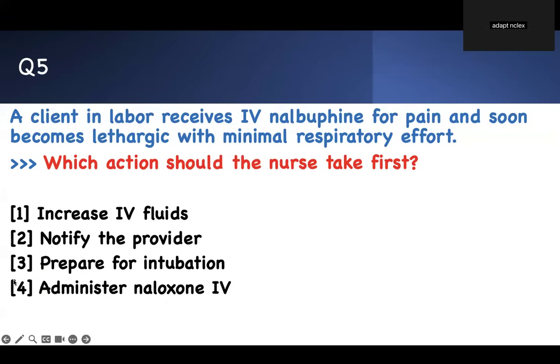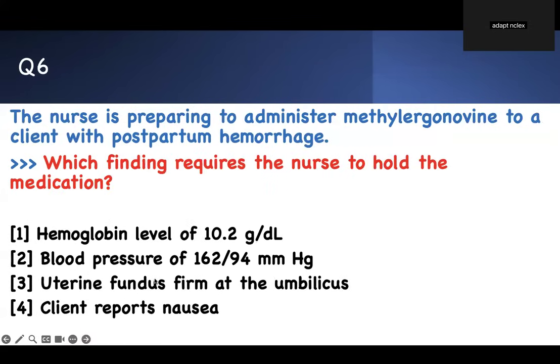You can see, I know you're mastering the questions. Once again, stop the video, answer it, and see the way I approach it. Which finding requires the nurse to hold the medication? That means something is not right. The nurse is preparing to administer Methylergonovine. I picked all the OB medications NCLEX is going to ask you about. Not the esoteric ones, but the most common, most tested maternity pharmacology, and one of them is Methylergonovine. You have to know this medication, whether you like it or not. It should be your friend today by listening to me.